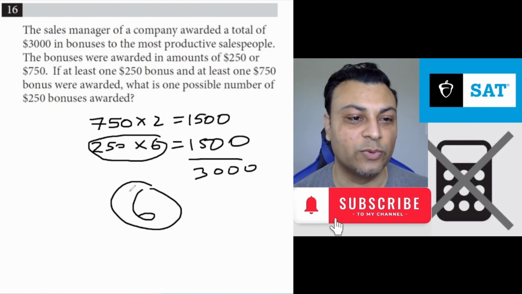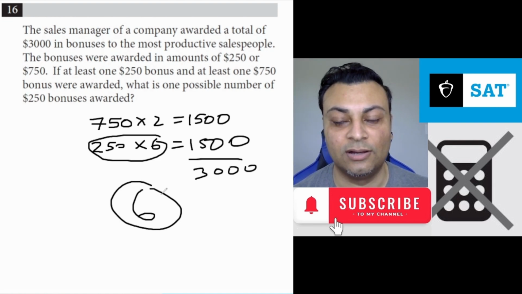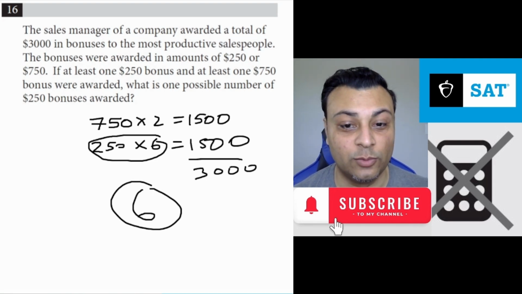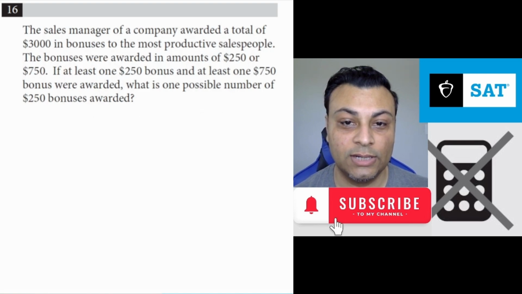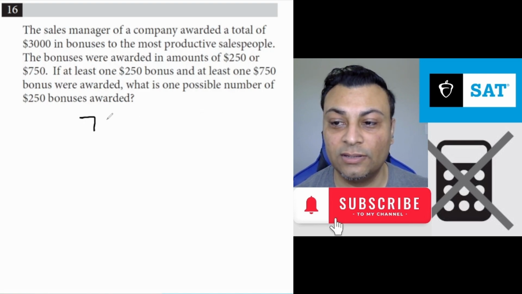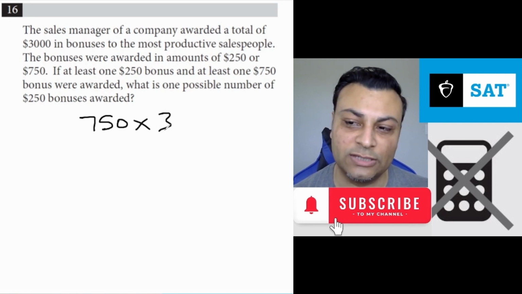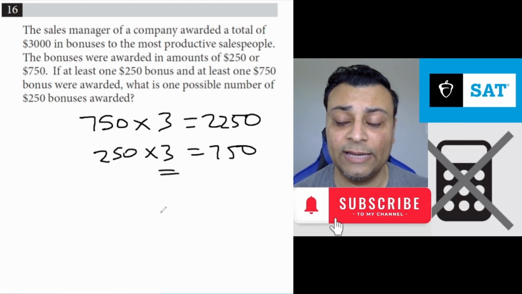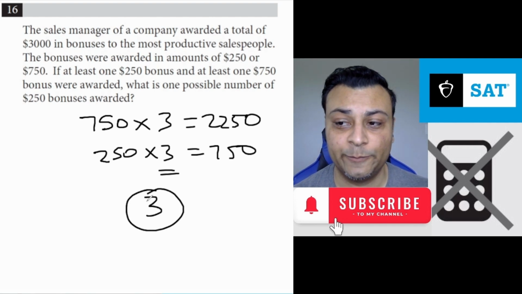And there are several other ways you can go about getting an answer that isn't 6. I'll go over one of them. So one of them would be, how about 750 times 3? The problem with this, you have to do all this mental math. This is 2250, and there's still 750 left over, so 250 times 3, 750. So another possible answer is 3.